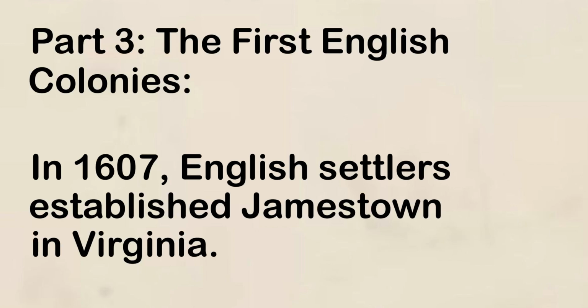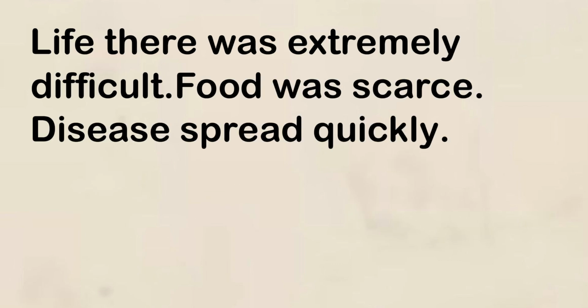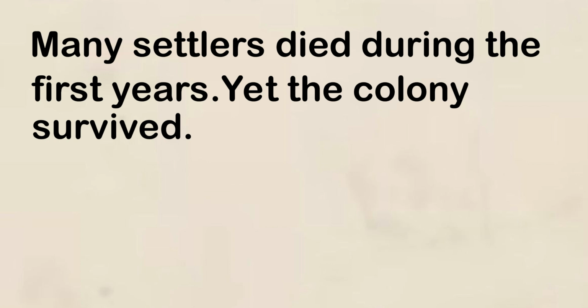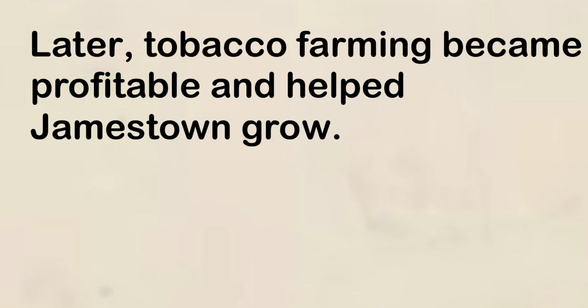Part 3. The First English Colonies. In 1607, English settlers established Jamestown in Virginia. Life there was extremely difficult. Food was scarce. Disease spread quickly. Many settlers died during the first years, yet the colony survived. Later, tobacco farming became profitable and helped Jamestown grow.